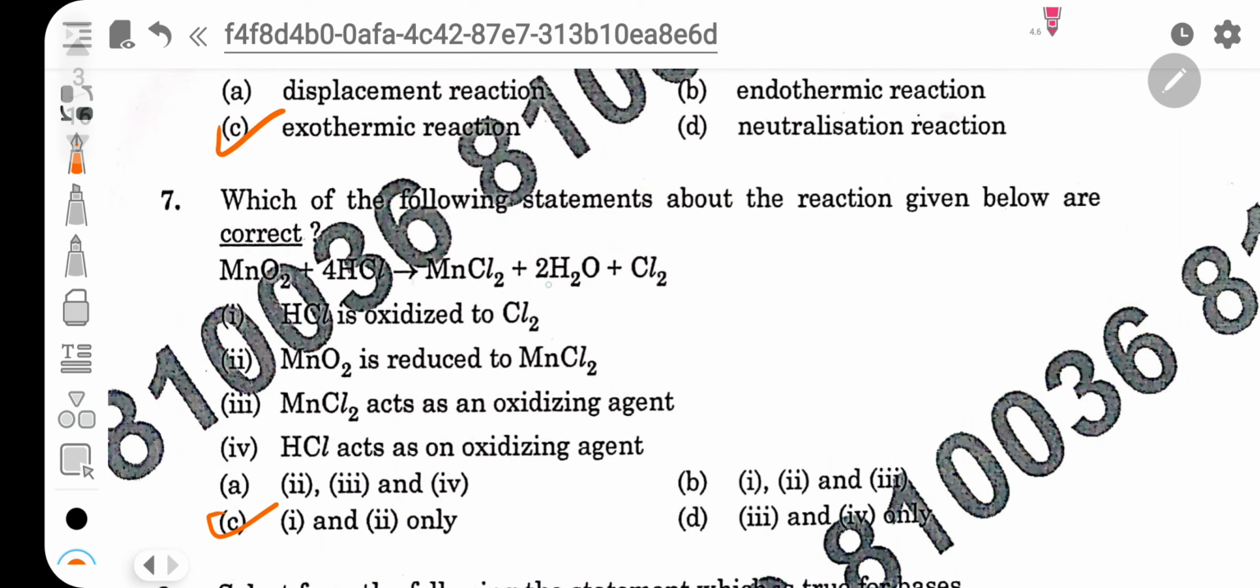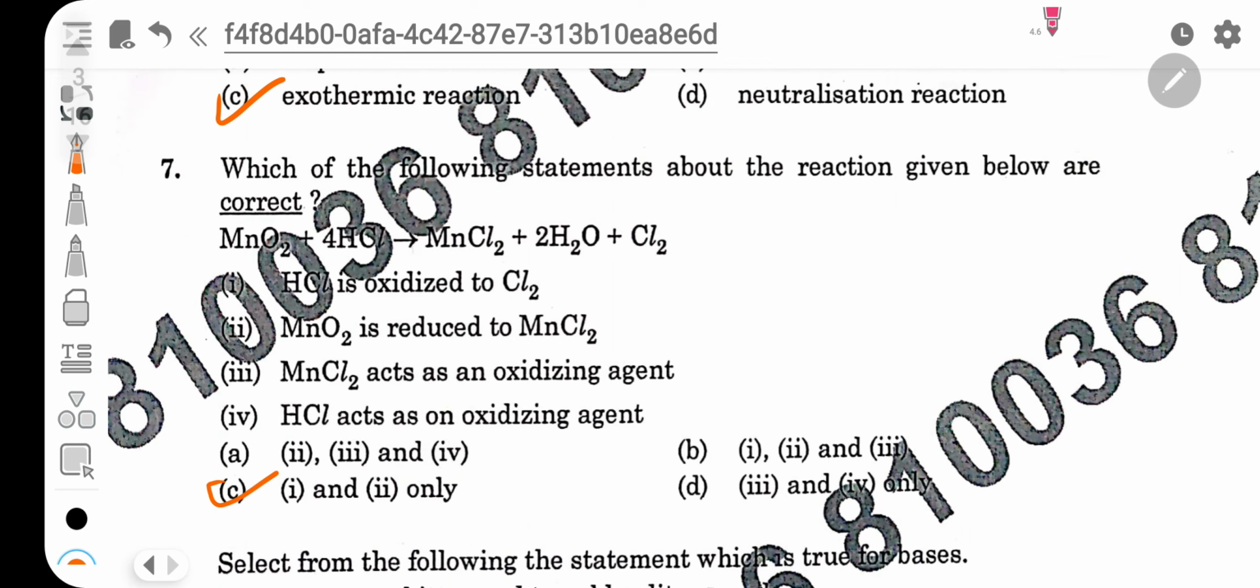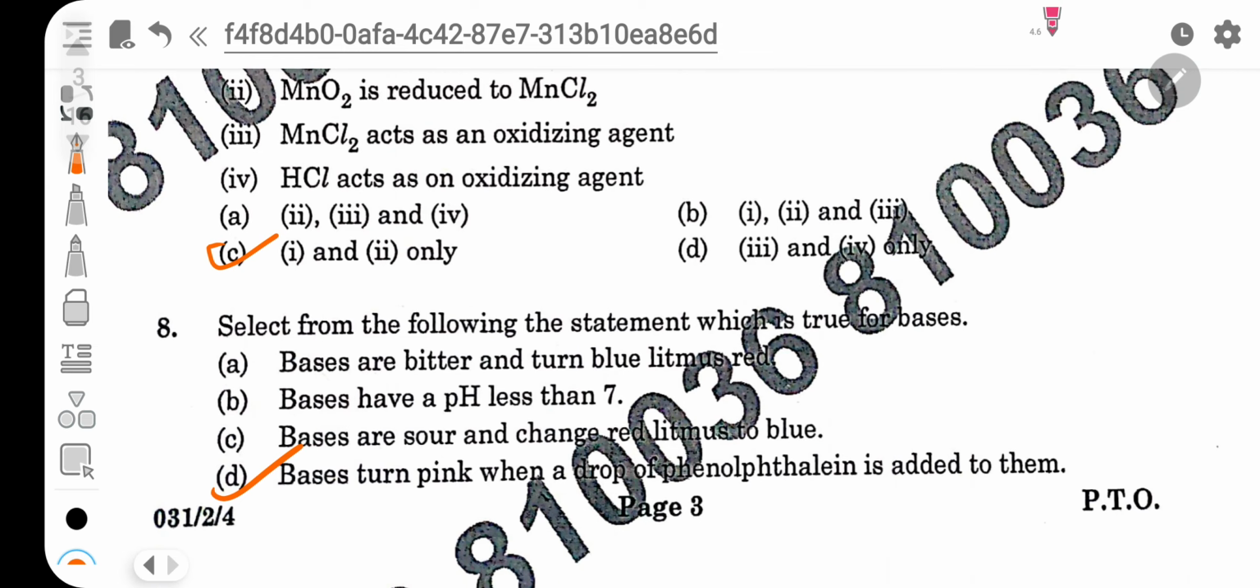Question number 7. Which of the following statements about the reaction given below are correct? MnO2 plus 4HCl gives MnCl2 plus 2H2O plus Cl2. In this question the answer will be C, 1 and 2 only, because HCl is oxidized into Cl2 and MnO2 is reduced to MnCl2. But in the third statement, MnCl2 is on the product side, so it cannot be stated as the oxidizing agent. Only the reactant does that. So the answer is C.